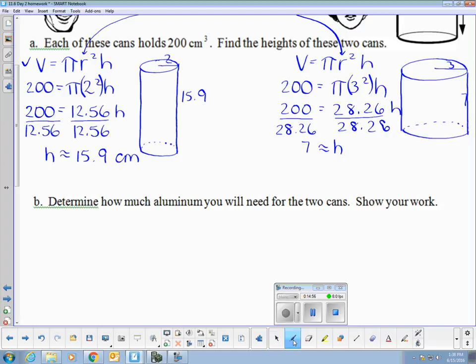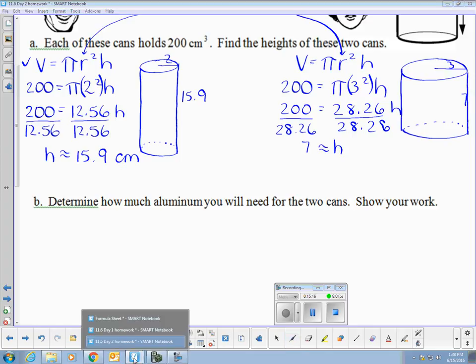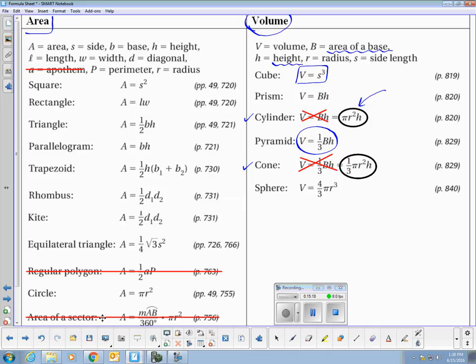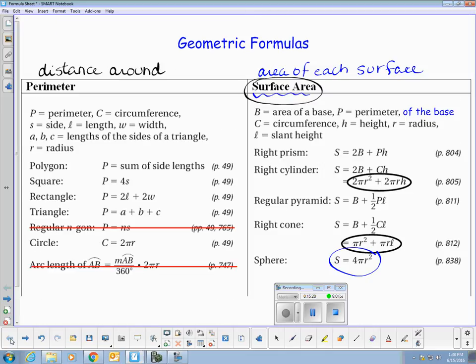All right, so part B now, I have to decide how much aluminum I need for the 2 cans. So when they ask how much aluminum is needed, they're asking for the surface area. In other words, how much aluminum is needed to form the outside of the can. So I need to go back to my formula sheet, and I need to switch gears and go back to my page that has surface area of a cylinder.